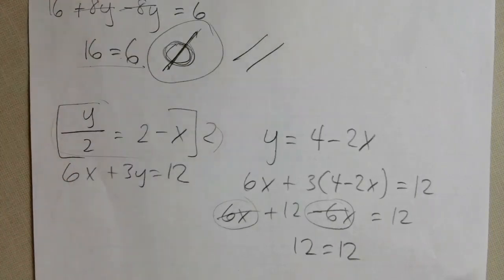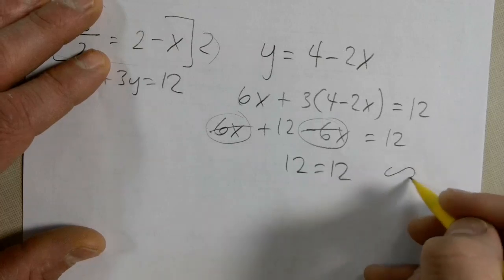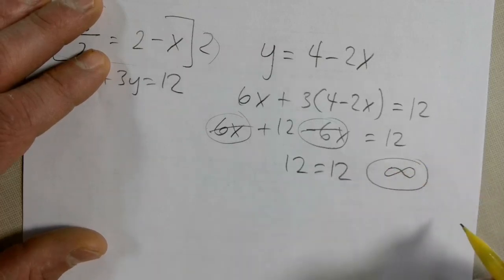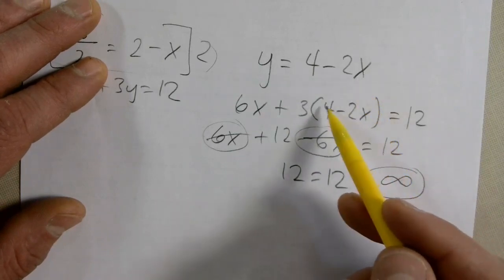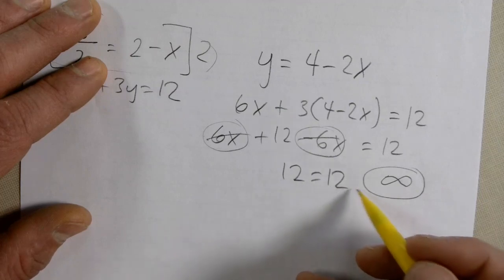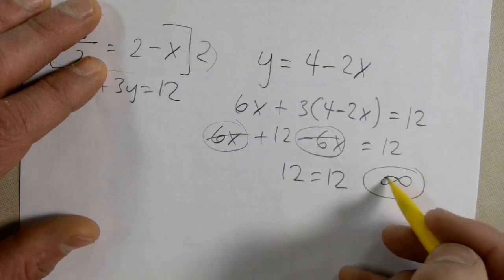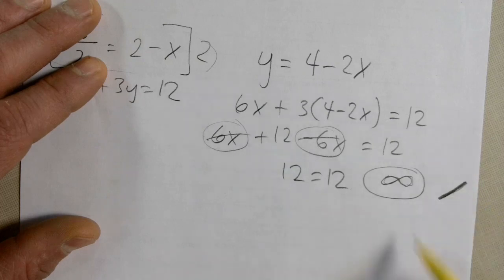This is very similar to the last problem, except now this one's always true. So we have an infinite number of answers. No matter what we plug in for x or y, it will always be true, because 12 is always going to be equal to 12. So these lines are actually the same line. So there's an infinite number of answers.